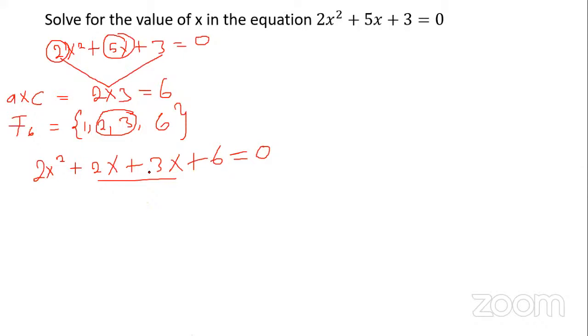Now, after this step, then we group. We have two pairs from this step. So what would those pairs be?